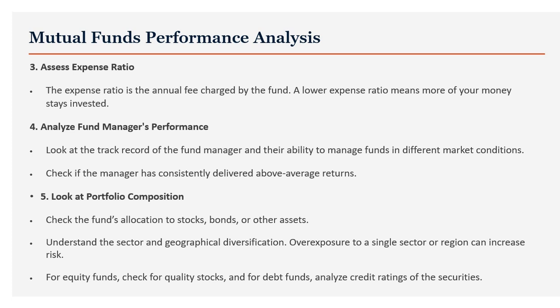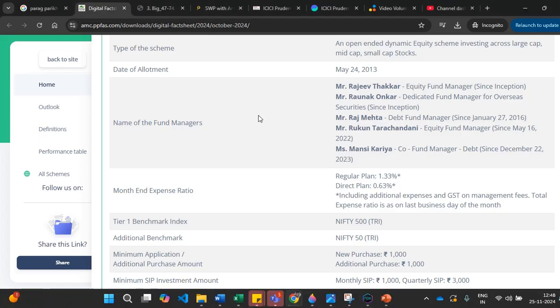And the fifth point is you can look at portfolio composition and check the fund's allocation, whether they're allocating in stocks, bonds, and other assets, right? And you can also check the portfolio composition sector-wise. So let's go to the example.